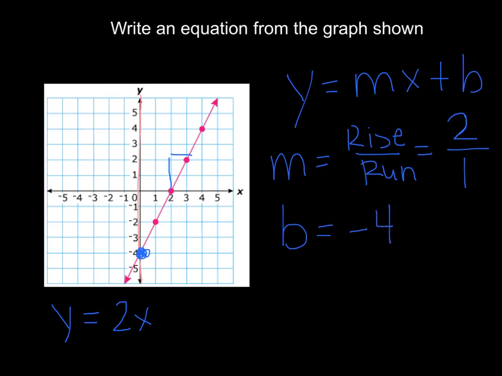So now I just need to plug that into my equation. Y equals 2x plus b, which in this case is a negative 4. So the equation for the line that is shown on the graph is y equals 2x plus a negative 4.